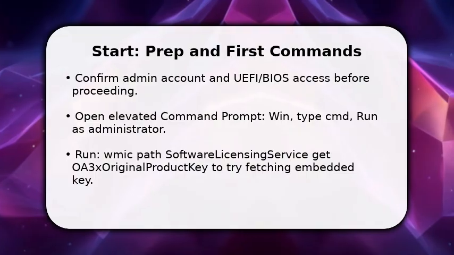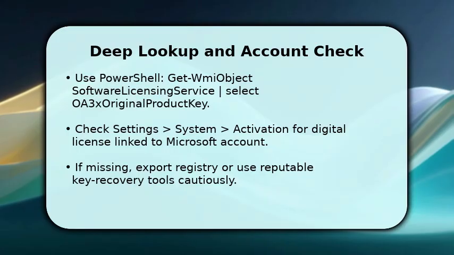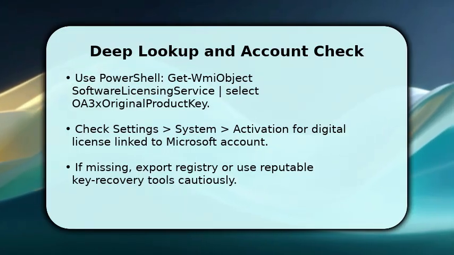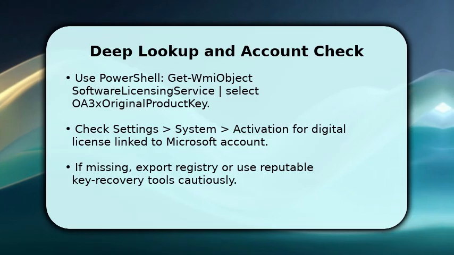If the wmic query didn't yield a key, switch to PowerShell and run the Get-WMIObject command to reach the same license store, but with different system access. Sometimes it returns results where wmic did not.